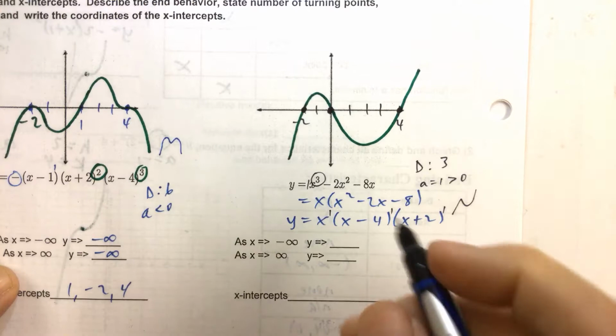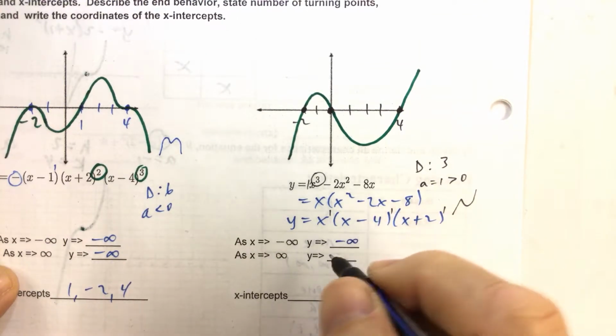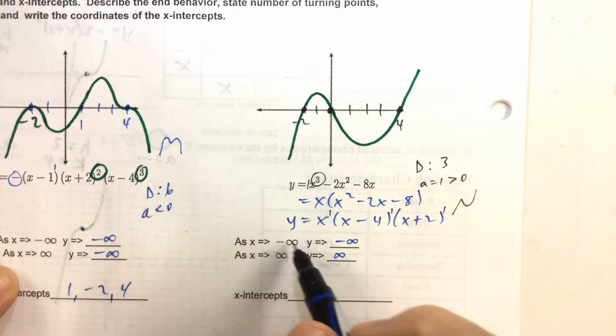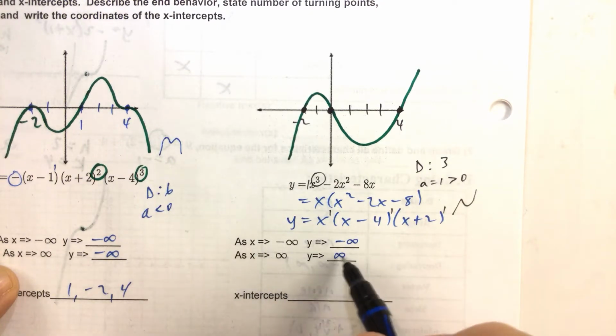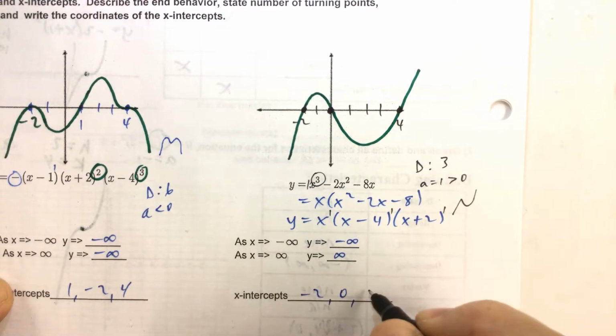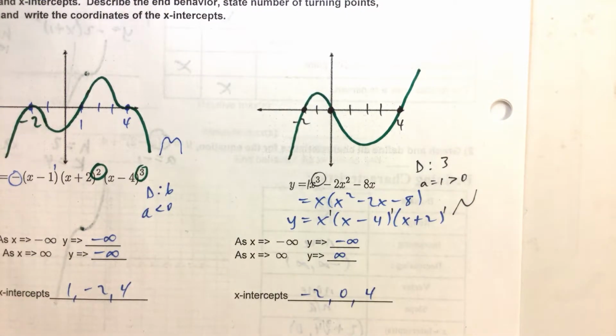And we can see that as x approaches negative infinity, so does y. As x approaches positive infinity, so does y. In other words, as x moves left, y goes down. X moves right, y goes up. X-intercepts, we found those, negative 2, 0, and 4.